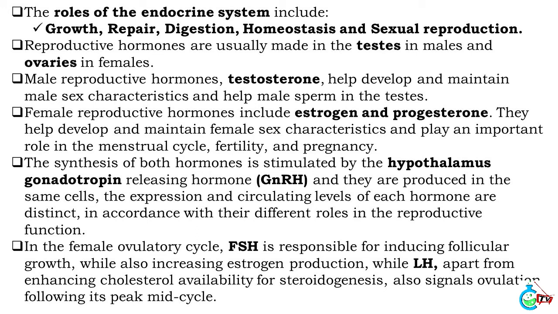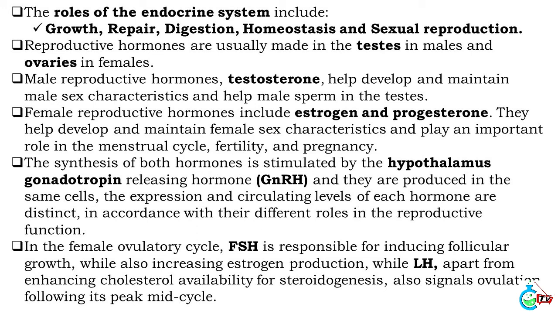The synthesis of both hormones is stimulated by the hypothalamic gonadotropin-releasing hormone, GnRH, and they are produced in the same cells. The expression and circulating levels of each hormone are distinct, in accordance with their different roles in reproductive function.